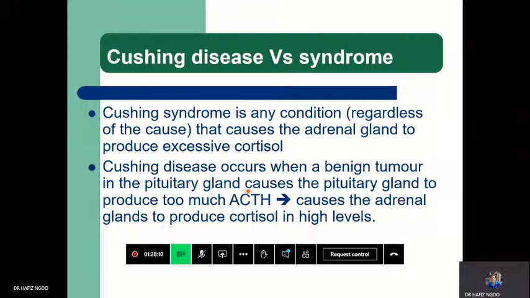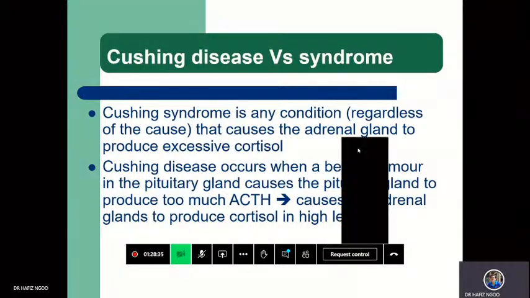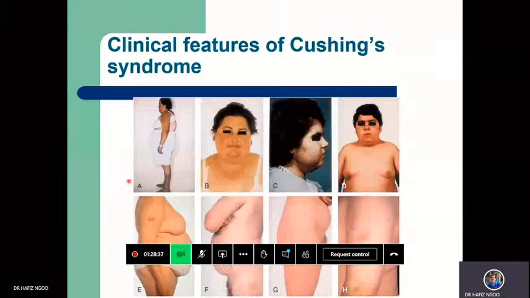In Cushing disease, a tumor of the pituitary gland causes the pituitary gland to produce too much ACTH and causes the adrenal gland to produce cortisol. Basically, it means that Cushing disease is one of the Cushing syndromes, but the main cause is a primary tumor of the adrenal gland. So we can see the difference between Cushing disease and Cushing syndrome. Everyone who has the moon face, buffalo hump, central obesity, all these are the signs of Cushing syndrome.